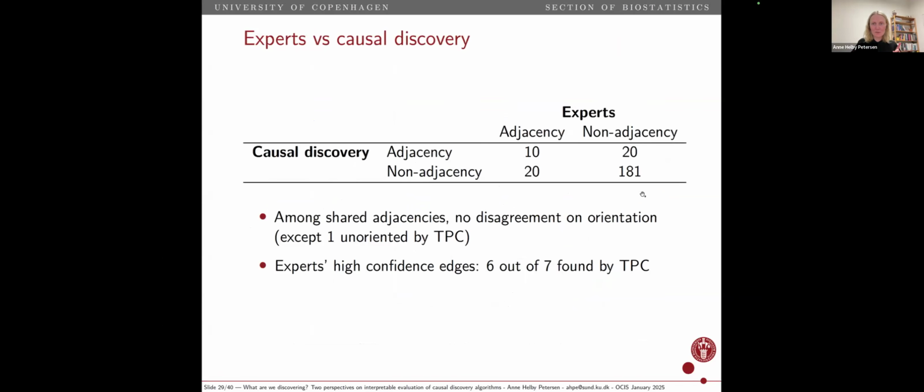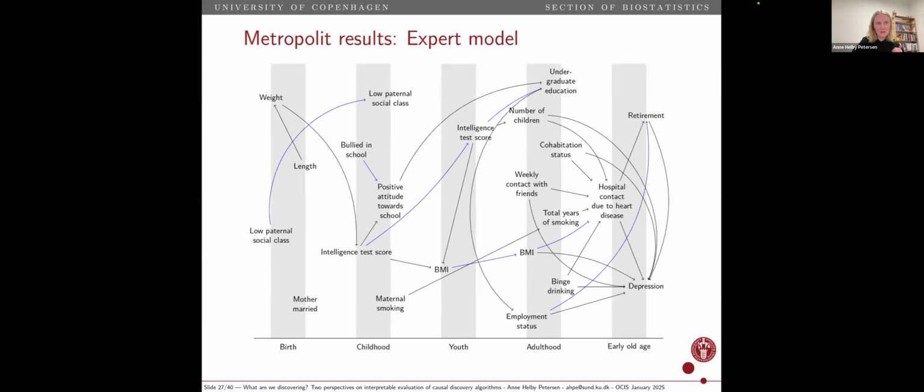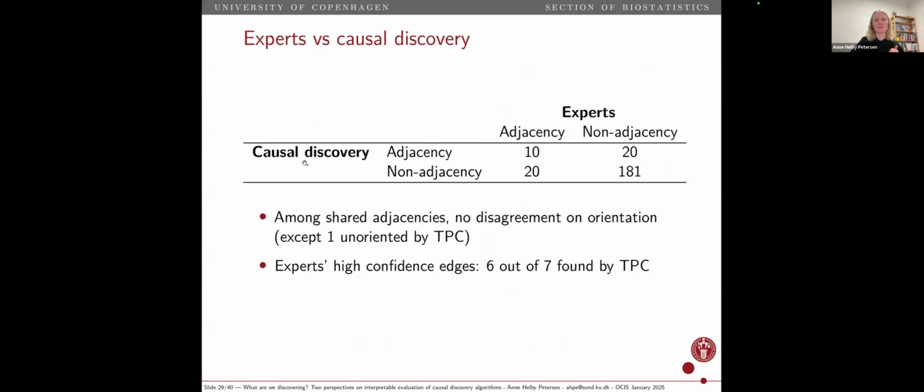And I just want to note, before we look a lot into those numbers, that most of the information there is about comparing these graphs edge by edge, because they do not disagree on orientation. There's only one edge where the causal discovery algorithm does not orient it, but the experts do orient it. I think it's this one from weight to length. That's sort of the only difference in orientations. So it makes sense to mostly talk about these adjacencies.